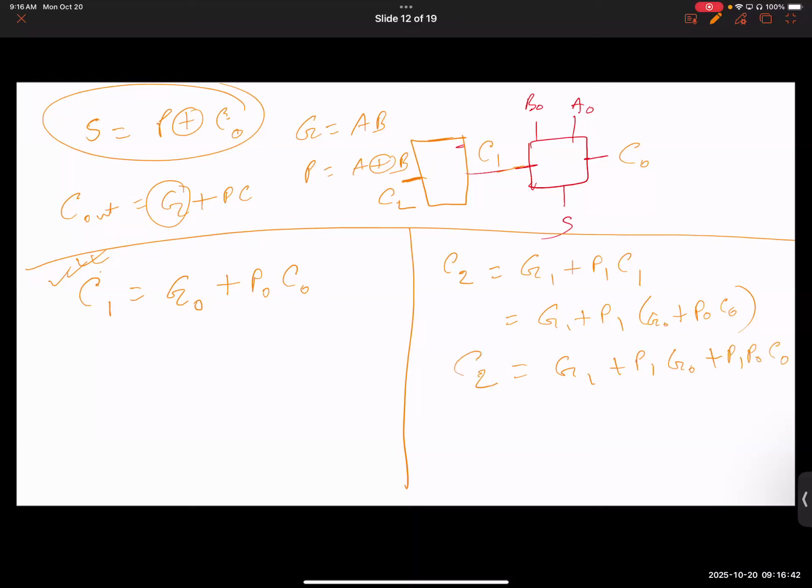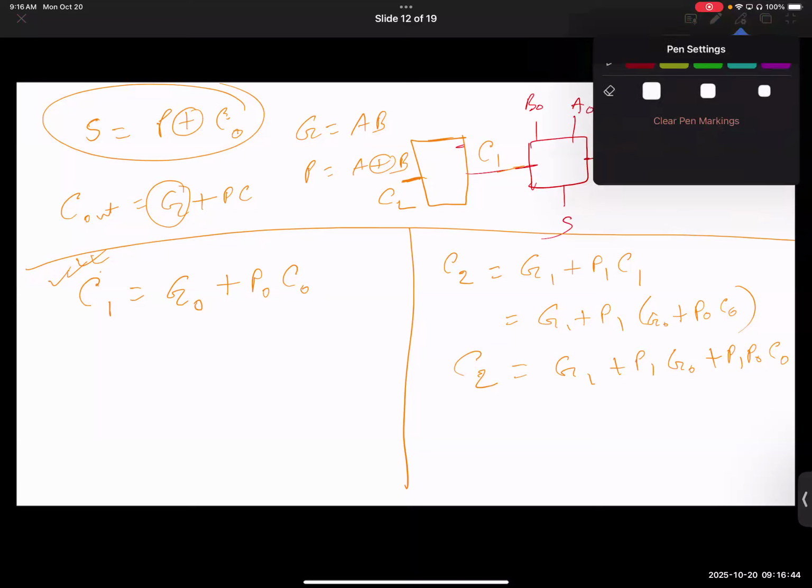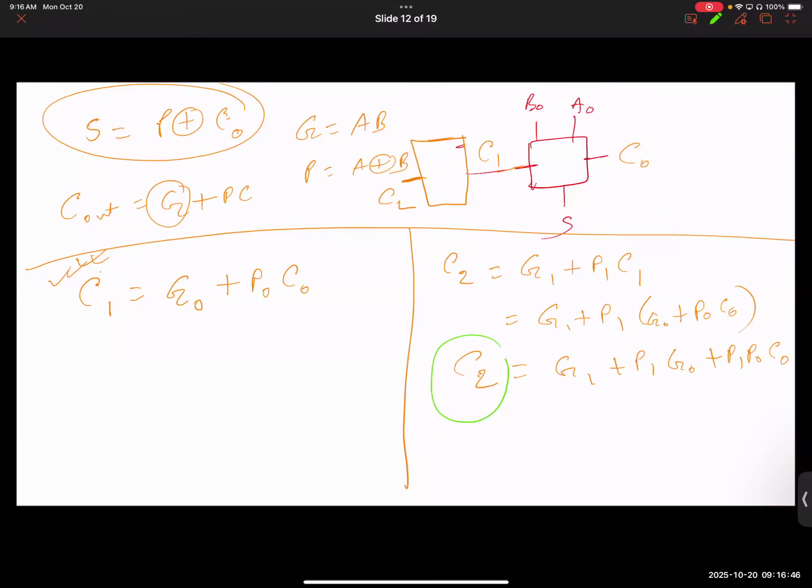So C2, just take a look at how you're expressing C2. You're expressing it with respect to the very first carry that you provide. It's no longer dependent. Notice, this is the big deal. It is no longer dependent on the carry of its immediate previous stage. It is directly linked to the very first carry, which you can control.